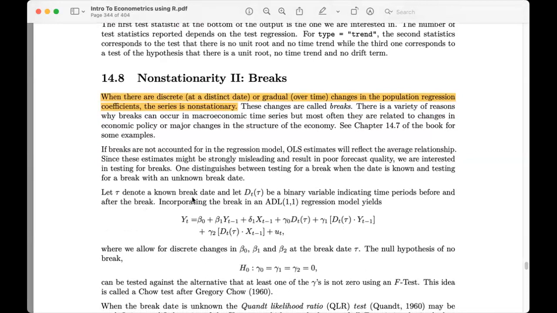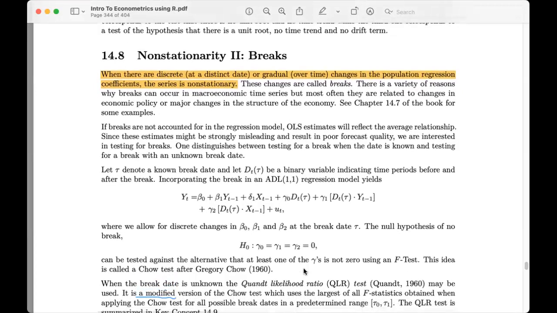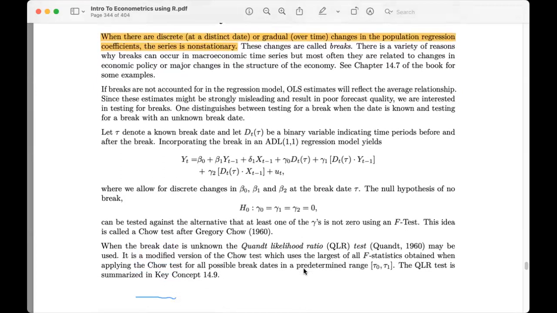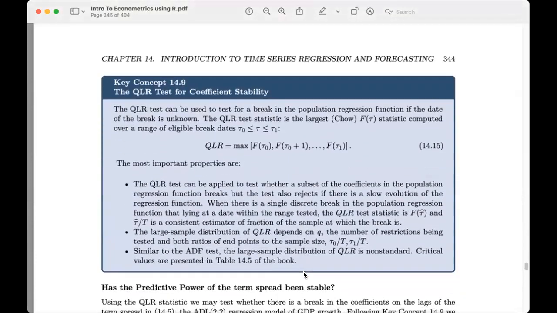Let tau denote a known break date. We can use the Chow test to test for breaks. The null hypothesis is that there is no break, whilst the alternative is a break. We could also use the QLR test for coefficient stability.